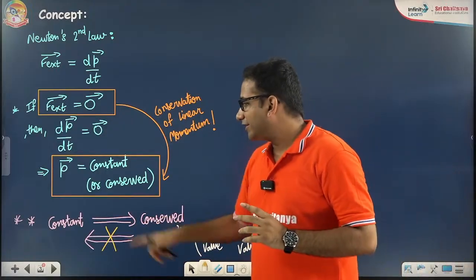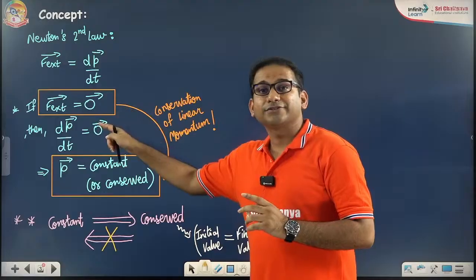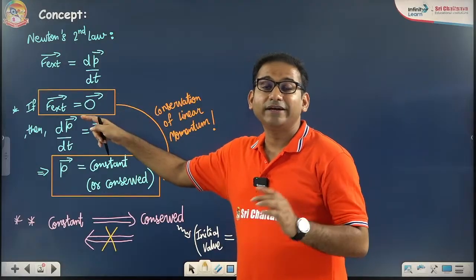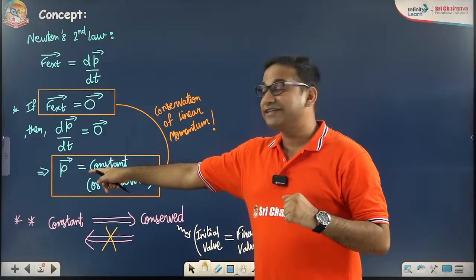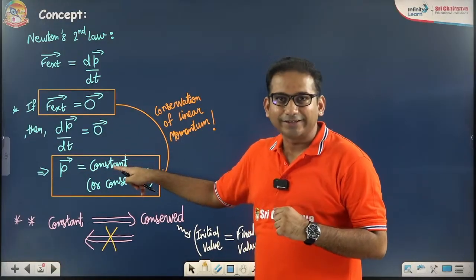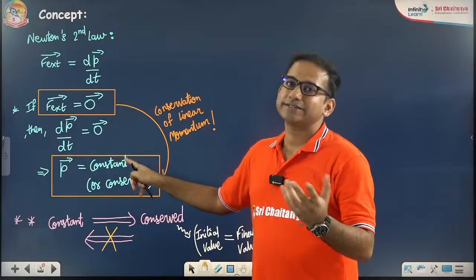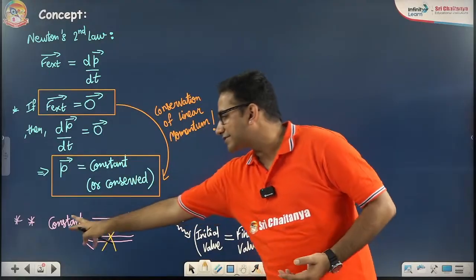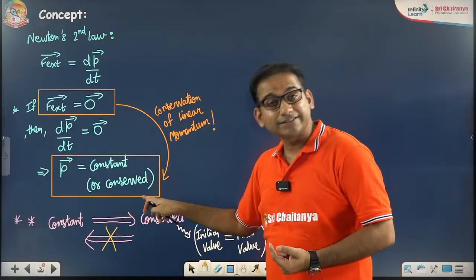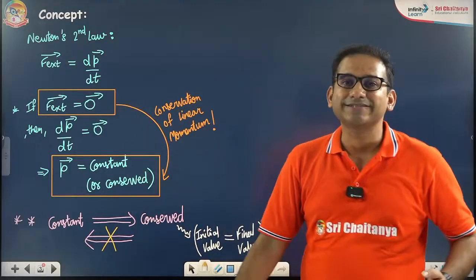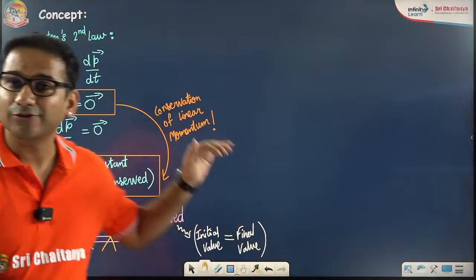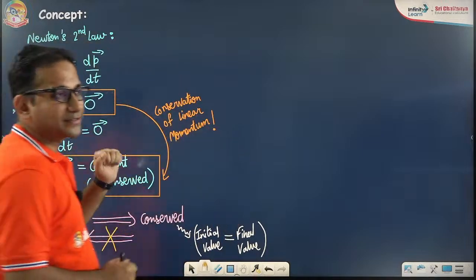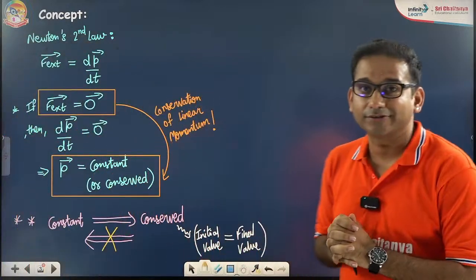Now, relating it here, if the external force is 0, the derivative of linear momentum is 0, and if the derivative is 0, the physical quantity is constant. Since it is constant, you can safely call it conserved also. And hence this is called the principle of conservation of linear momentum. I hope this logic is clear to you.